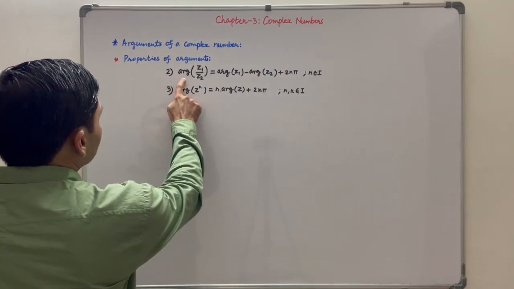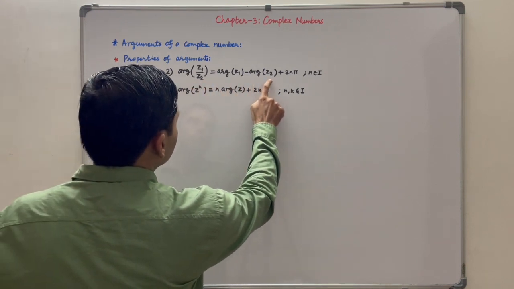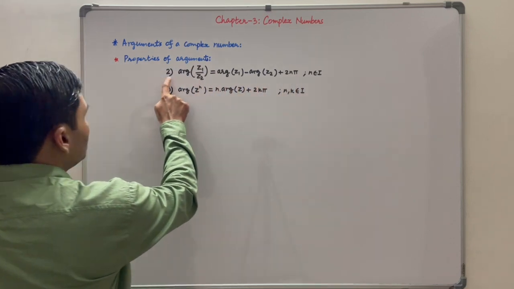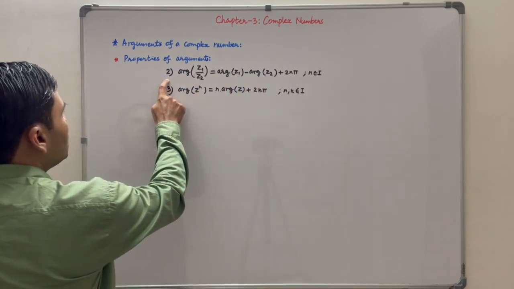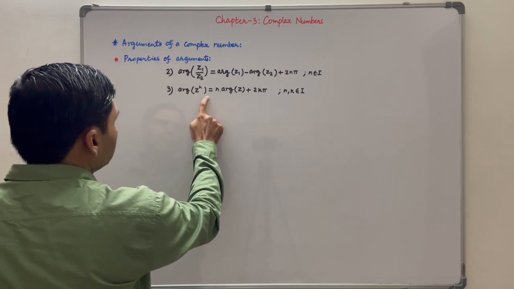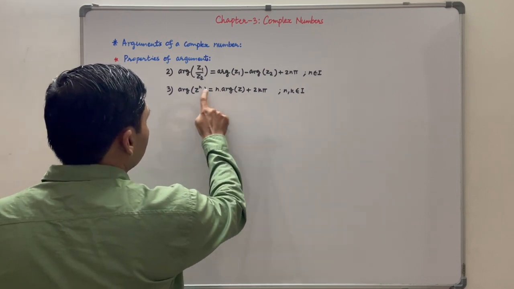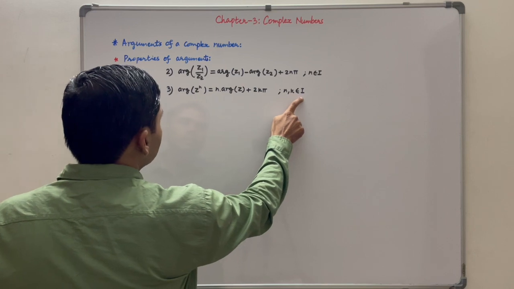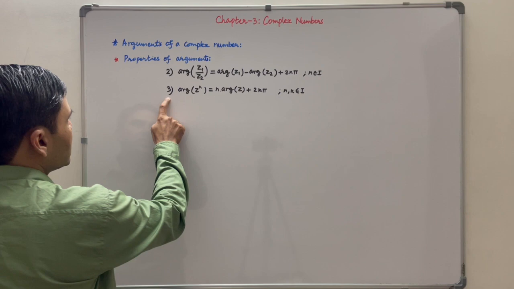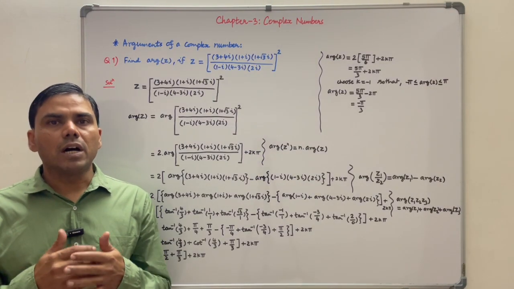Second property, argument of z1 by z2 is equal to argument of z1 minus argument of z2 plus 2n pi, where n is integer. We can prove this property as we have proved the first property. Third property, argument of z to power n is equal to n times argument of z plus 2k pi, where n and k are integers. We can prove this property when we study De Moivre's theorem later in this chapter.